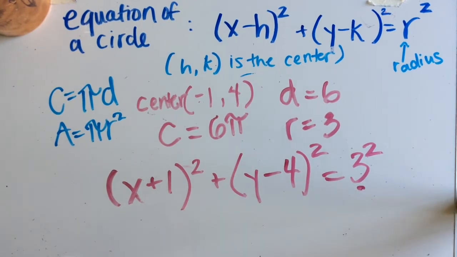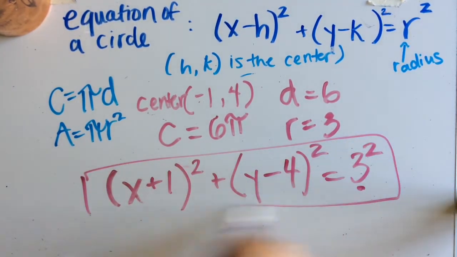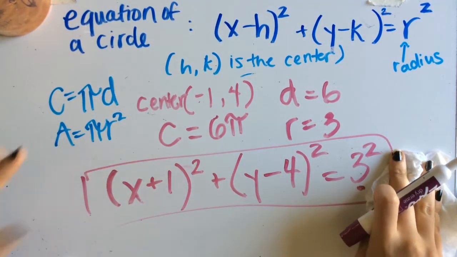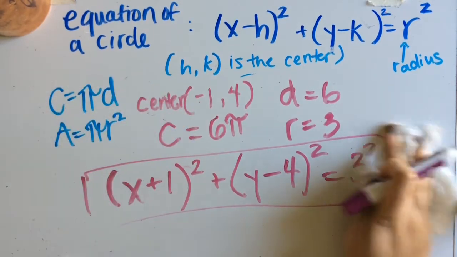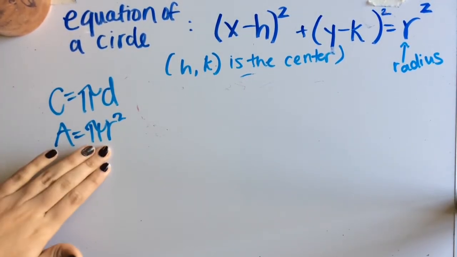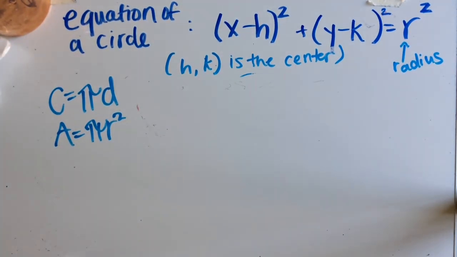Easy, that's how you found your radius, and that is your main formula. That's all you need to do to write the equation of a circle, and that's the equation of this circle with the radius 3 and the center negative 1, 4. You do the same thing to find the equation of the circle given the area. You just have to solve for the radius.